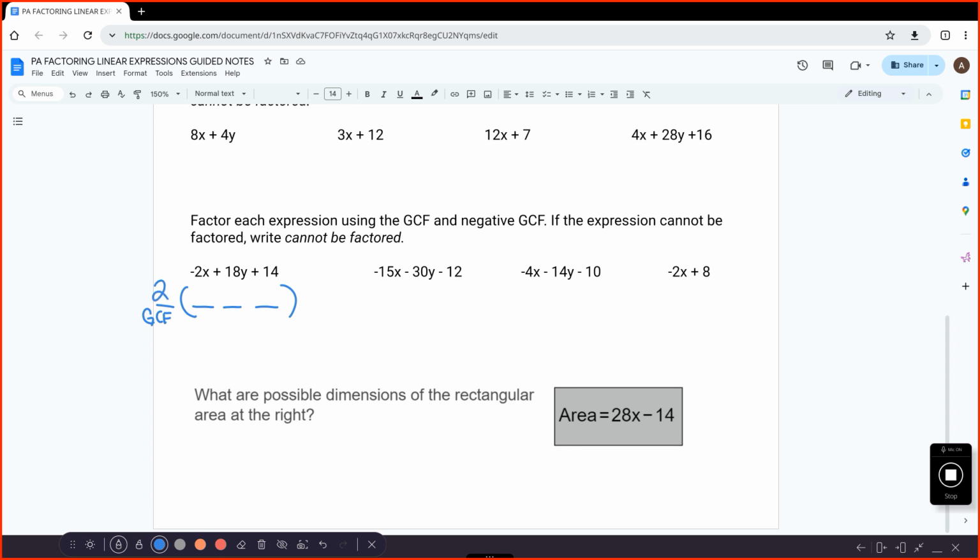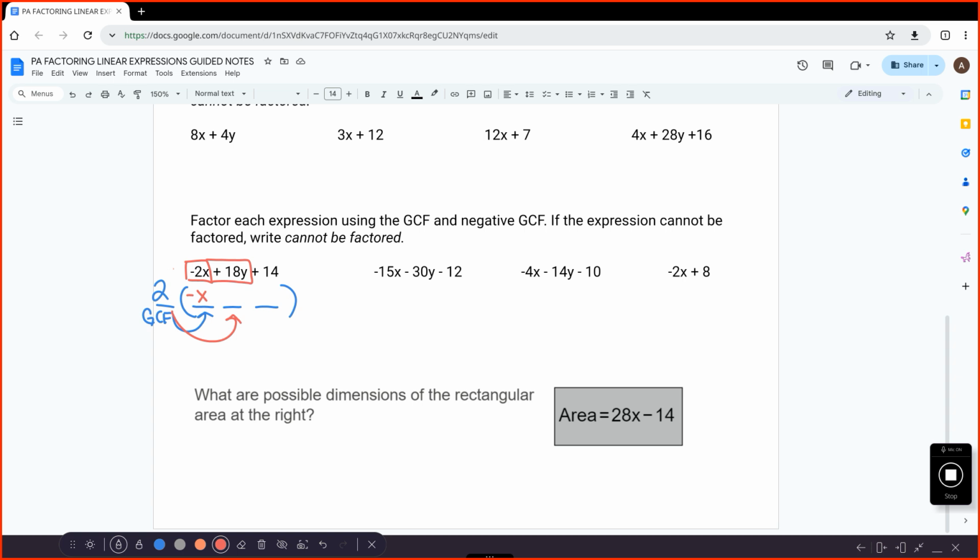And now we can ask ourselves, 2 times what number gets you negative 2x? When you have a lot of positives and negatives that you have to determine, I think it's easier to think about, okay, well, this term divided by the GCF of 2, negative 2x divided by 2 gets you a negative 1x. Just like 2 times negative x gets you that negative 2x, right? I think it's easier to see it with the division when you have a lot of positives and negatives that you're working with.